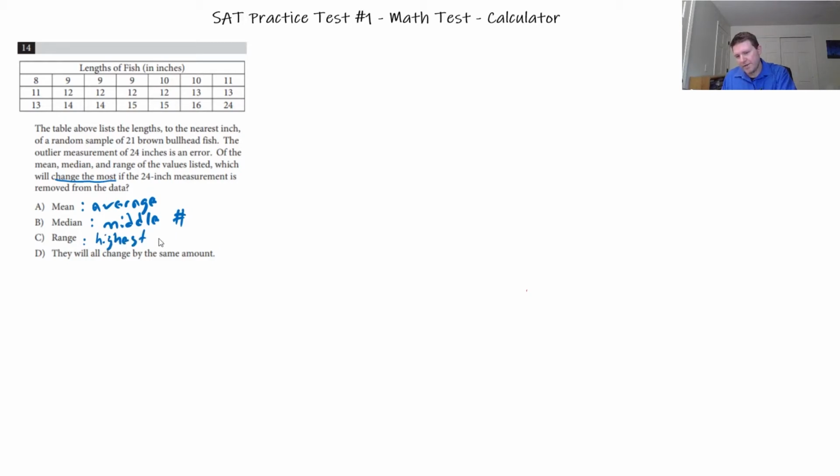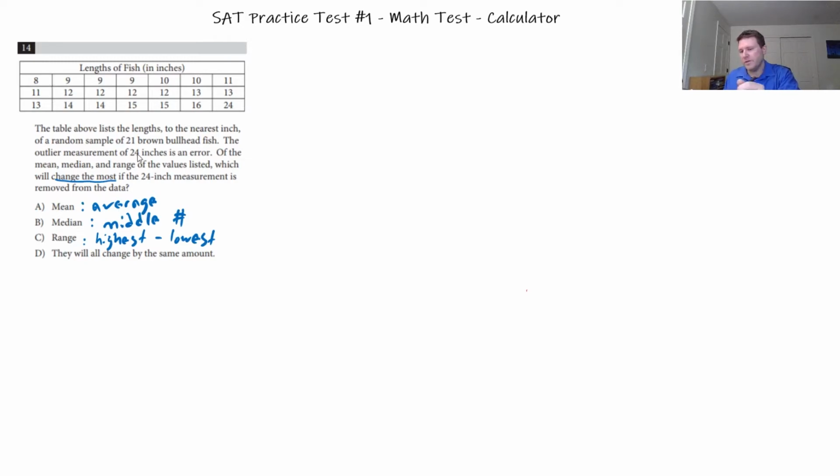So it's the highest number in the set minus the lowest number, which is basically a measurement of the width of the data set, like how much it spans, right? And then this is saying they'll all change by the same amount. So you don't actually have to calculate out the mean. Okay, you could, but to save you time, I'll just say that you don't have to.